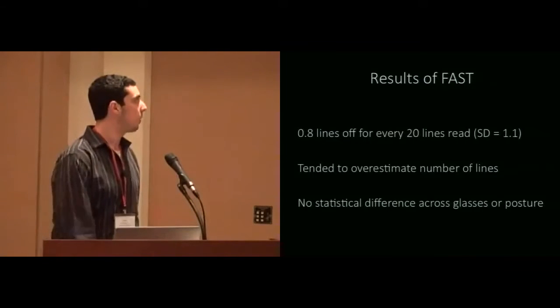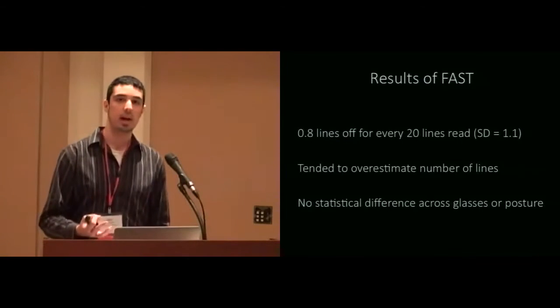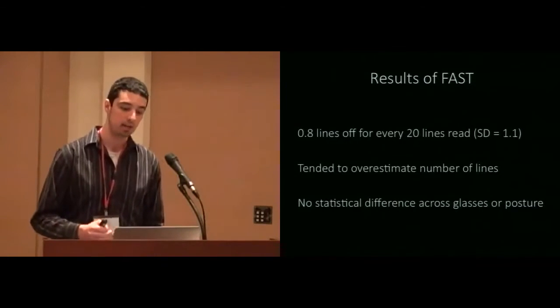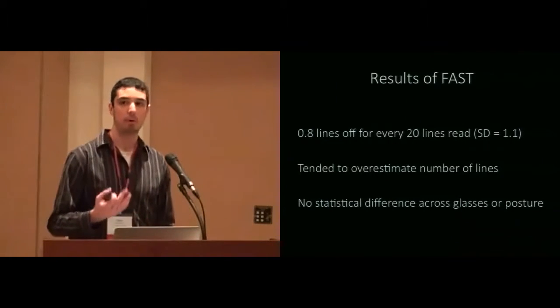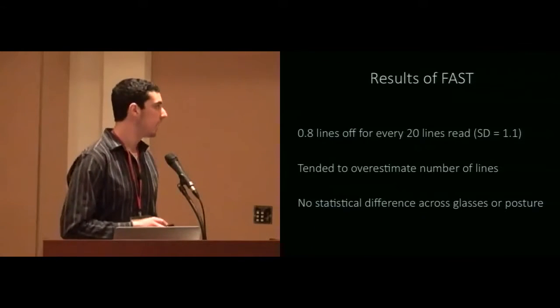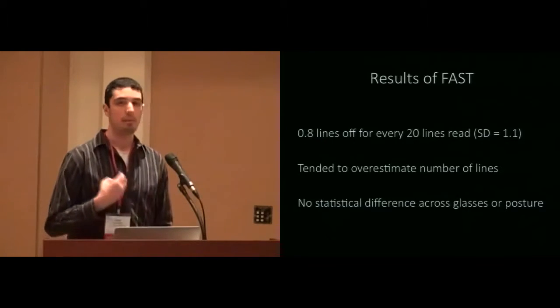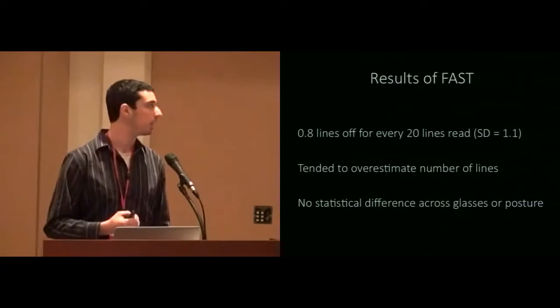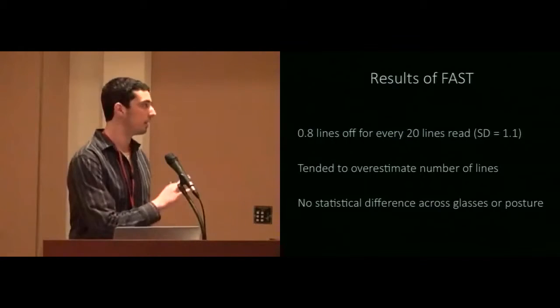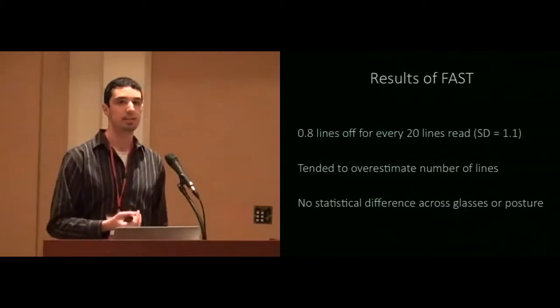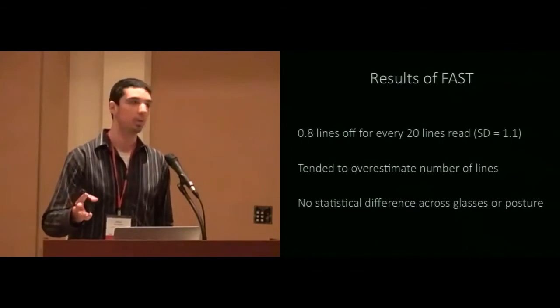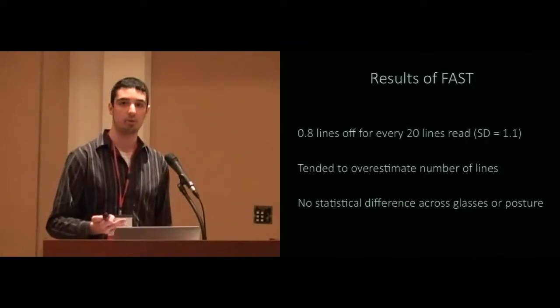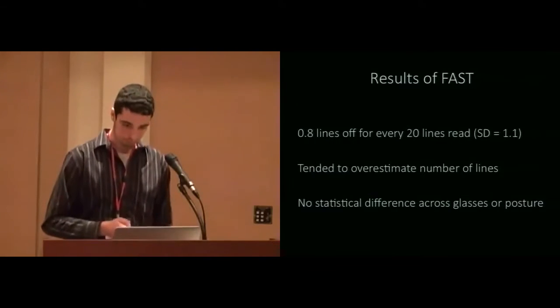So the results: we had an error that was less than a line per 20 lines that the user read. We tended to overestimate the number of lines that were read, meaning that we had more false positives than false negatives. And we found no statistical difference for people wearing glasses versus not wearing glasses, or posture. The glasses versus not glasses mainly has to do with the eye detection and gaze tracking algorithms. The posture has to do with the algorithm and how we handle the noise.